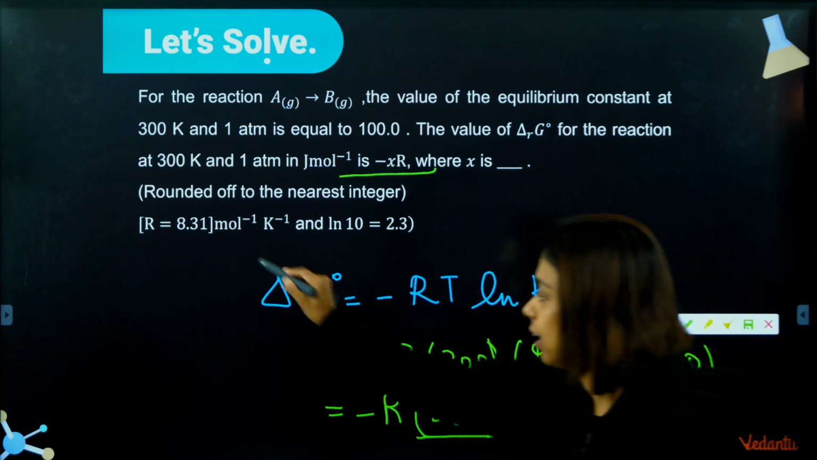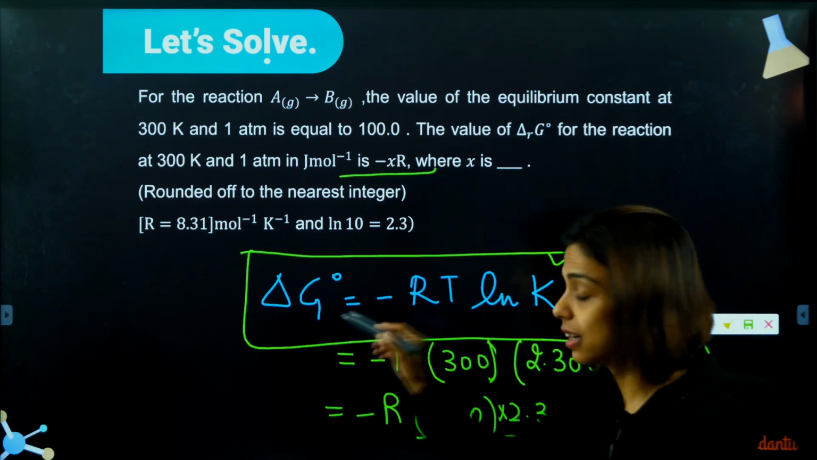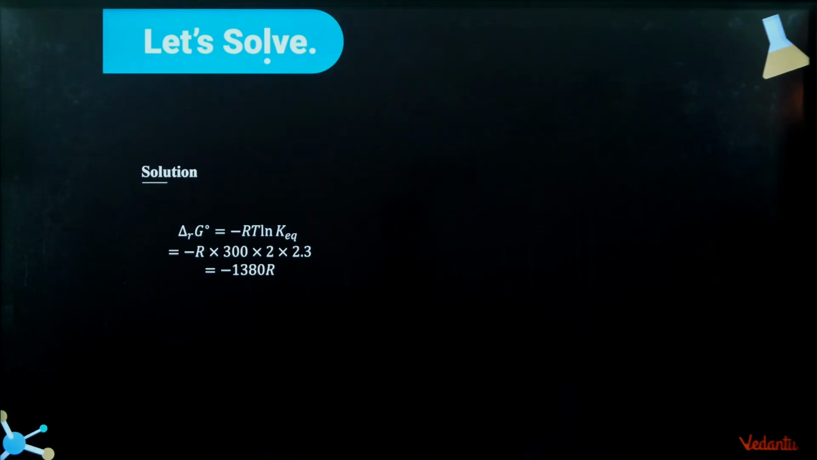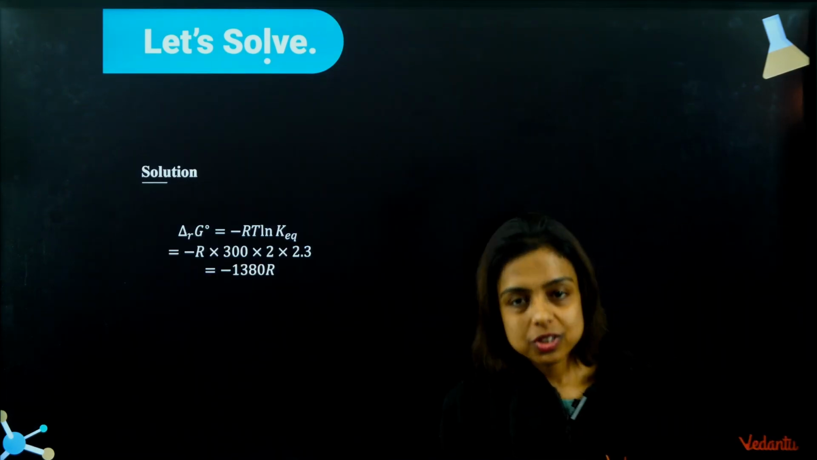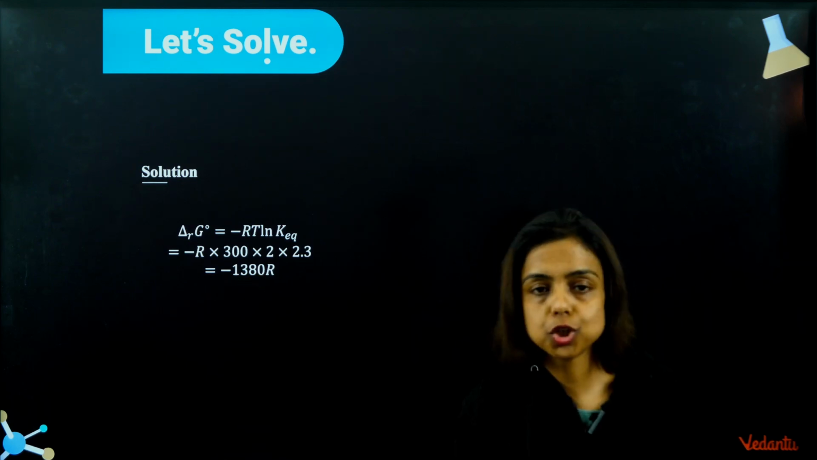Just one thing, if you know this relation by putting the value, very important relation, guys, delta G naught and equilibrium constant, you will get your answer, right? So just make sure that you know this relation and do it correctly. So the answer is minus 1380 R. That is your answer.